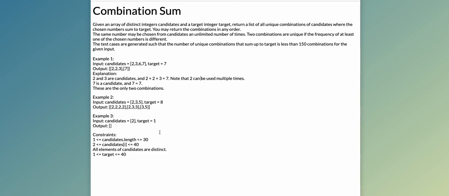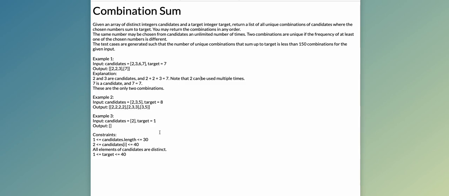The test cases are generated such that the number of unique combinations that sum up to the target is less than 150 for the given input. Candidates 2, 3, 6, 7, target 7, output [2, 2, 3] and [7]. 2 and 3 are candidates; 2, 2, 3 sum up to 7, and 2 can be used multiple times, and 7 equals 7. There are only two combinations.